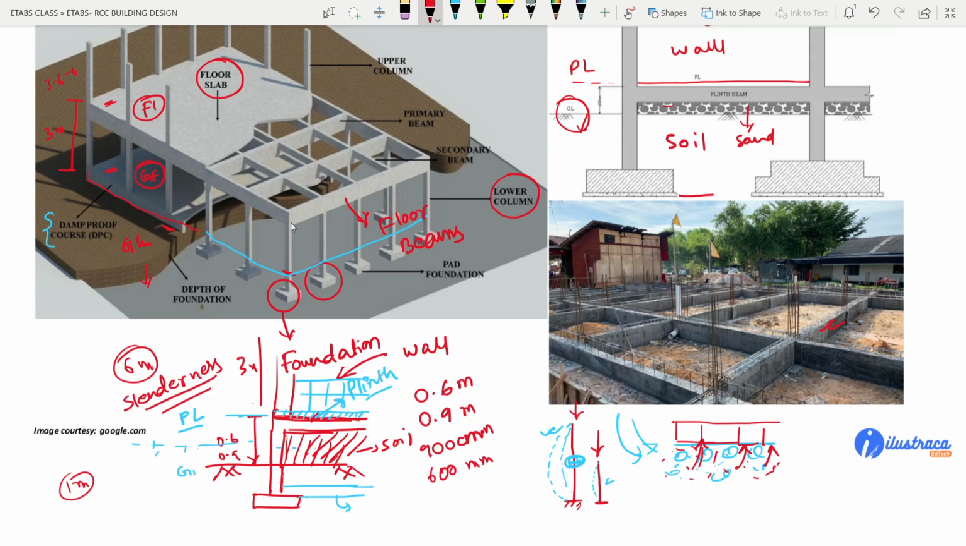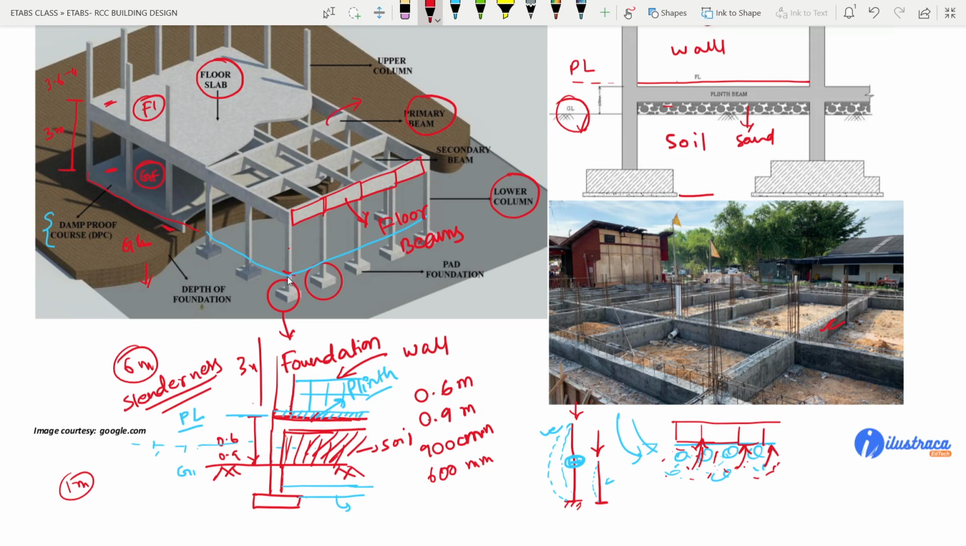Remember, the beams which are connected to columns, like this beam, you can see it is connected from this column to this column, this column to this column, like this. So any beam which is connected from one support to another support, and it must be a column, in that case these beams are called primary beams. You can see it is written here.